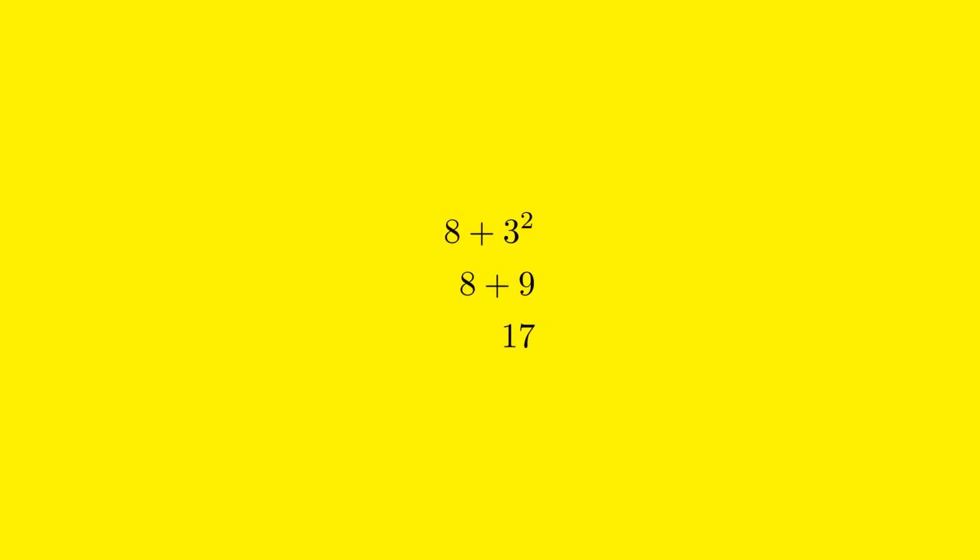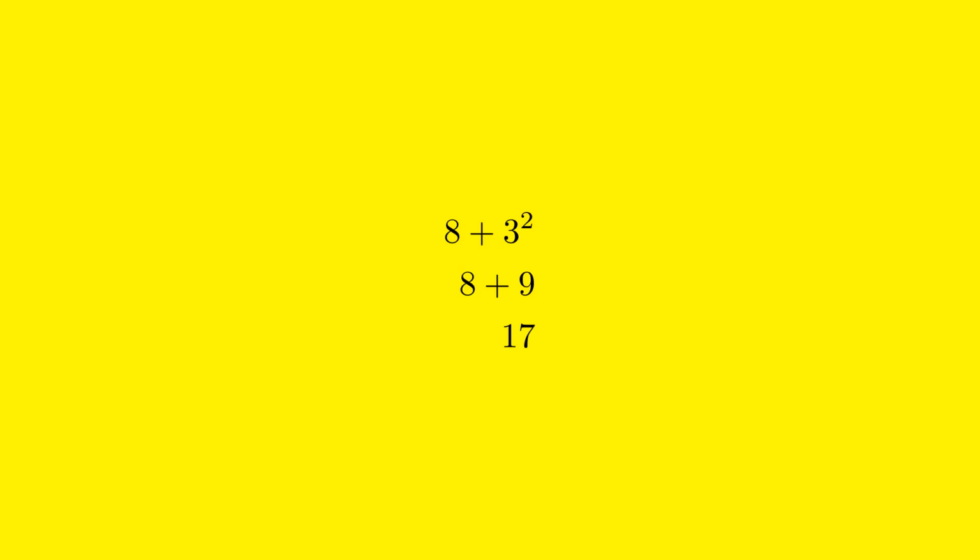Step 2. Evaluate 3 raised to the power of 2. This means we are multiplying 3 by itself 2 times. So 3 times 3 equals 9. The important change we made in this step is changing 3 raised to the power of 2 to its value, which is 9. Now we have 8 plus 9. We completed simplifying the second term of our expression.